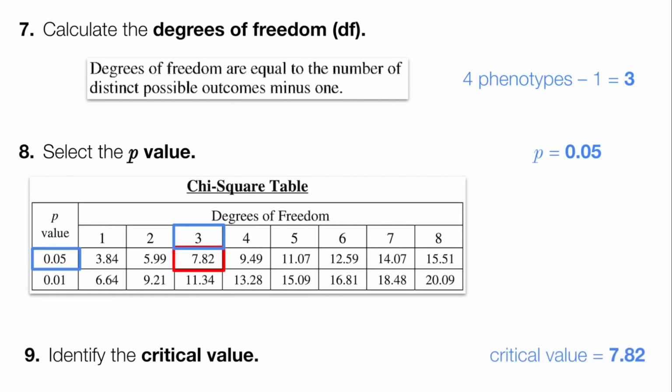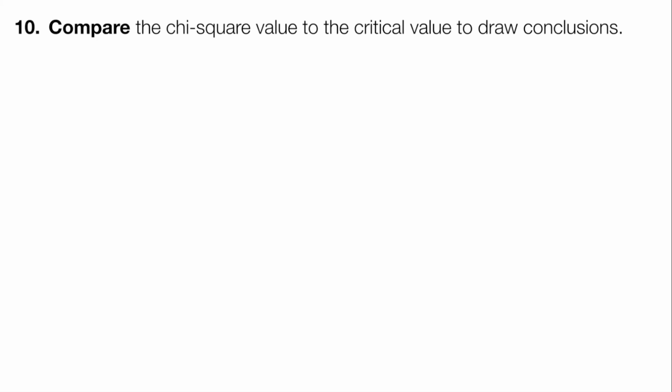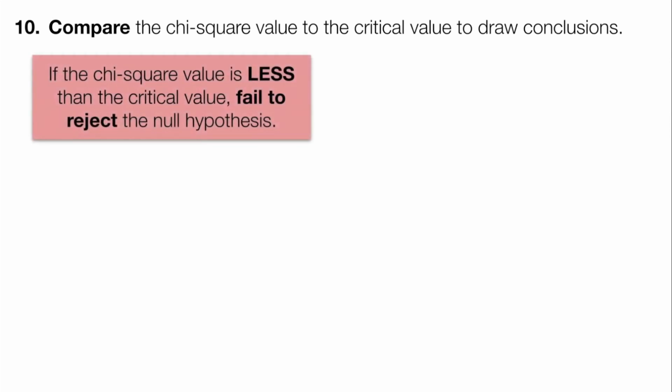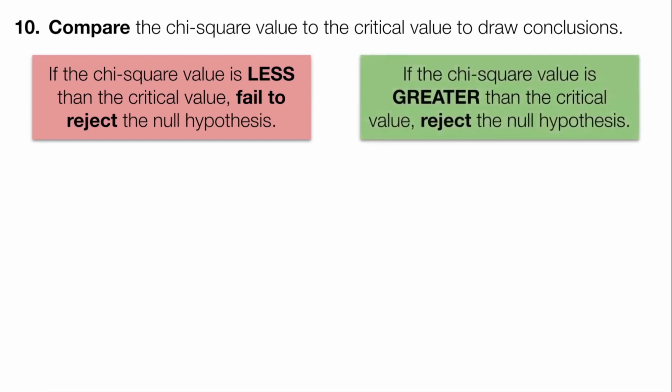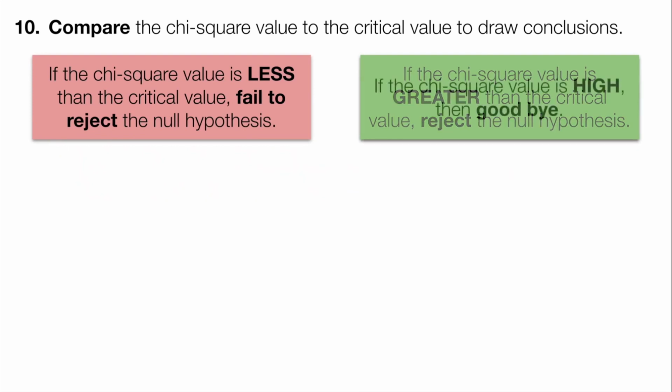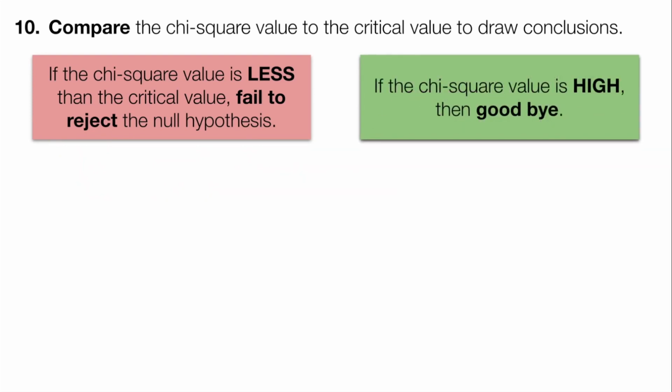Now, what do we do with that? We need to compare the chi-square value that we just calculated to the critical value that was found in the table. And then we use that information to draw conclusions about the experiment we performed. If the chi-square value that we calculated is less than the critical value that's in the table, then we fail to reject the null hypothesis. Whereas if the chi-squared value that we calculated was greater than the critical value in the table, then we can reject the null hypothesis. Another way of saying this is, if the chi-square value is high, then goodbye.